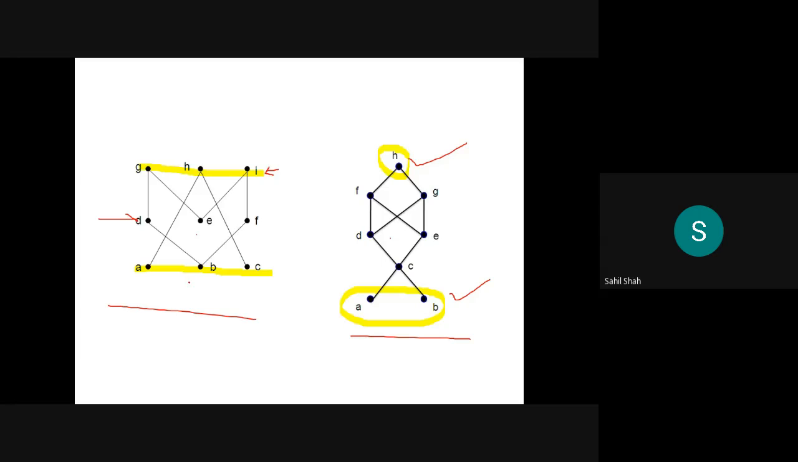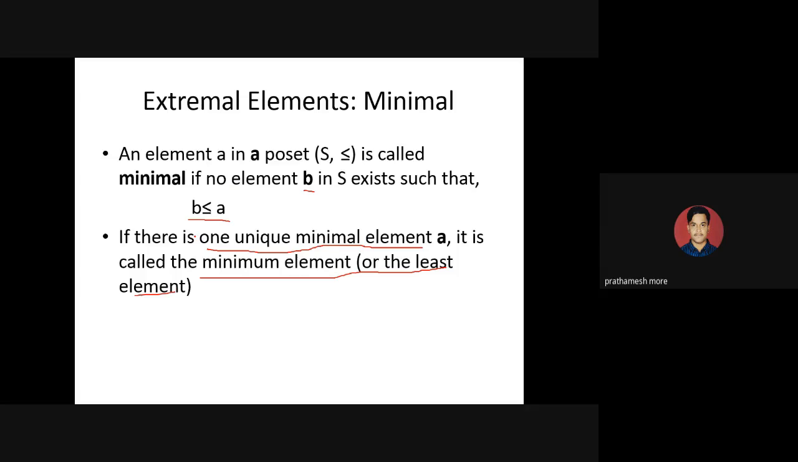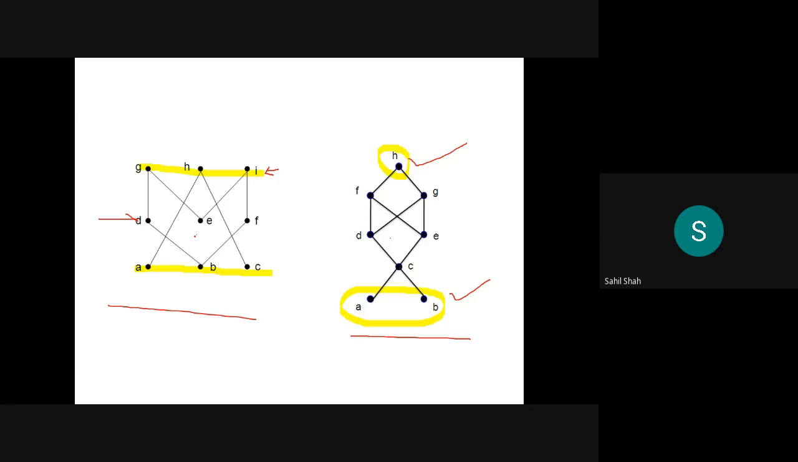So you mean to say A, B, C, and E are minimal? That is your question? Yes, sir. Yes, as per the definition, in this example we will have E as well. Yes, his point is correct.